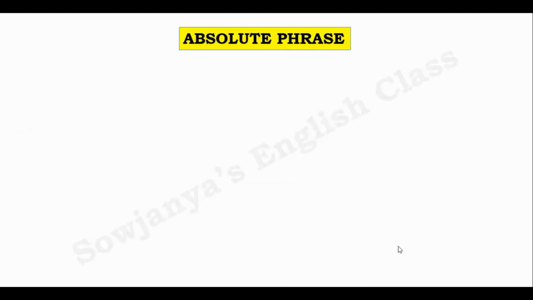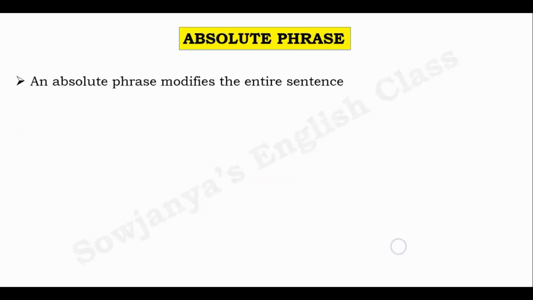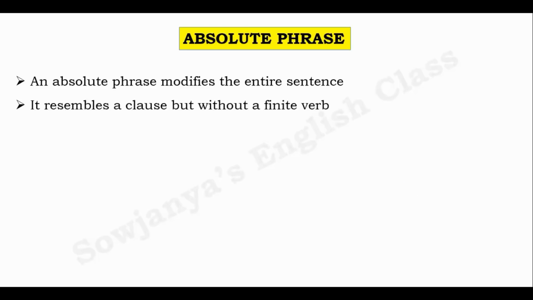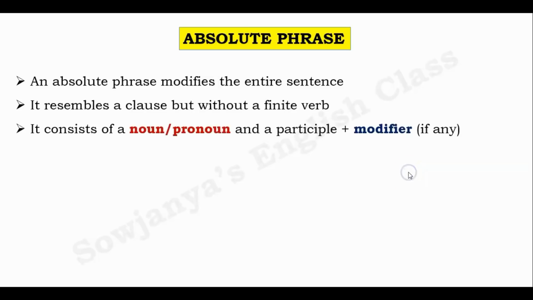And next one is the absolute phrase. An absolute phrase modifies the entire sentence. Not a noun, not a pronoun, not an adjective, nothing like that. An entire sentence. It resembles a clause. It almost looks like a clause but without a finite verb. What is a finite verb, dears? Yeah, it is a main verb, the predicate verb. It consists of a noun or a pronoun and a participle plus modifier if any.